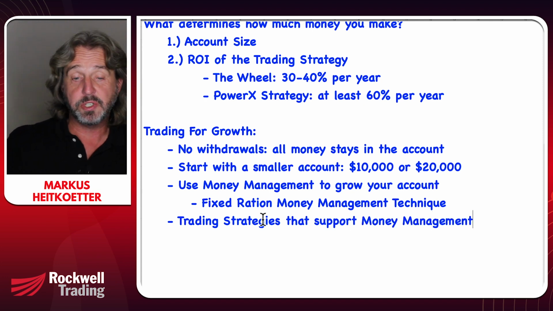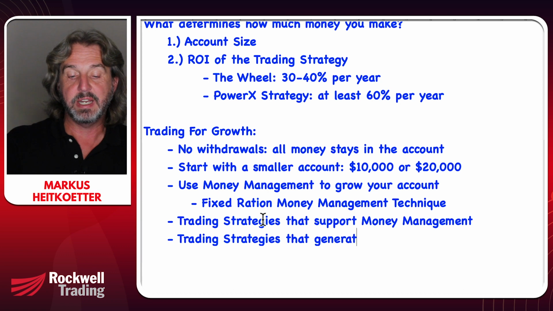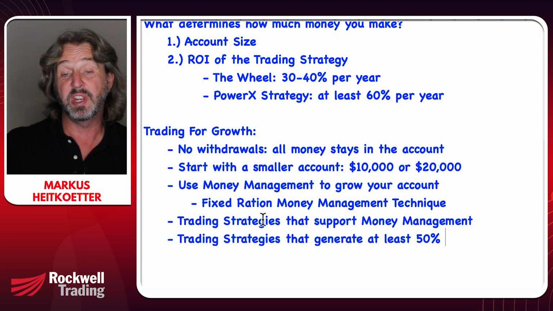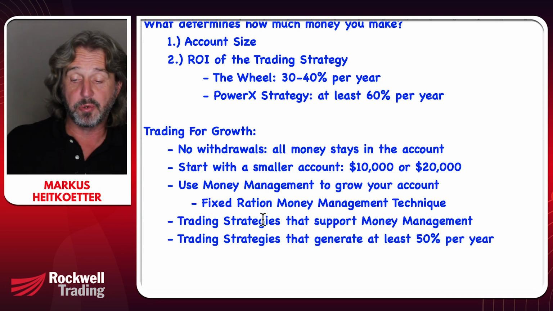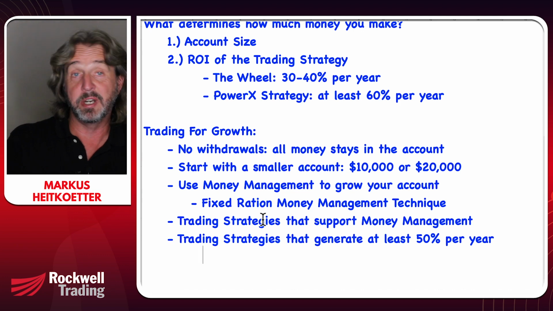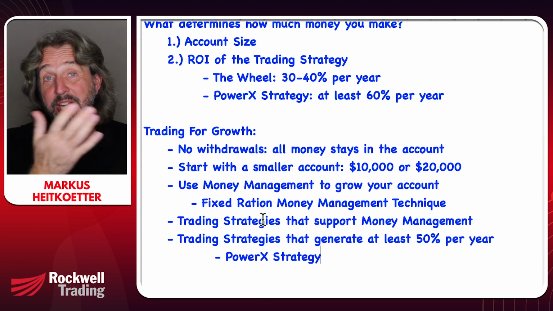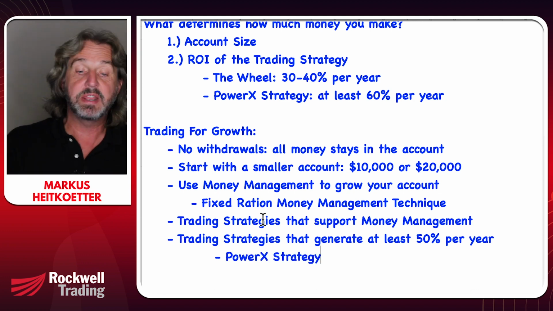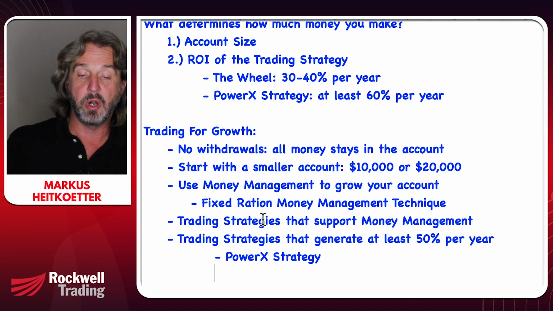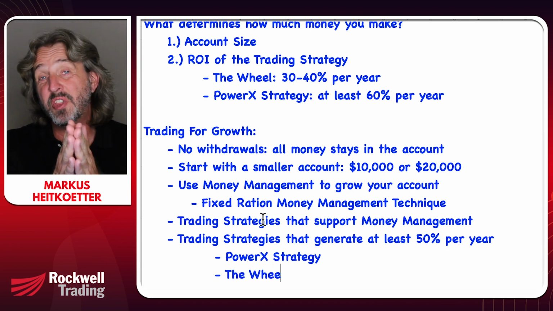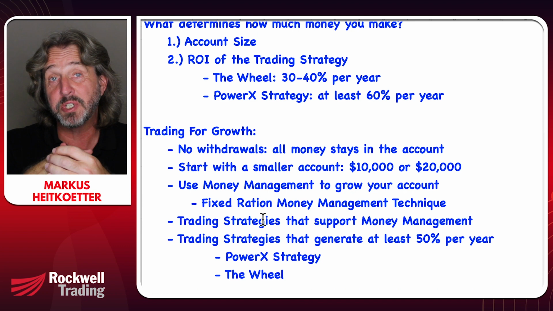Now, this is where you'd also use trading strategies that generate at least 50% per year. So when you're trading for growth, if I would have to trade for growth, I would definitely focus on the PowerX strategy and the PowerX optimizer. And then, as you know, probably also the wheel strategy, although, as you know, you have a smaller percentage here.